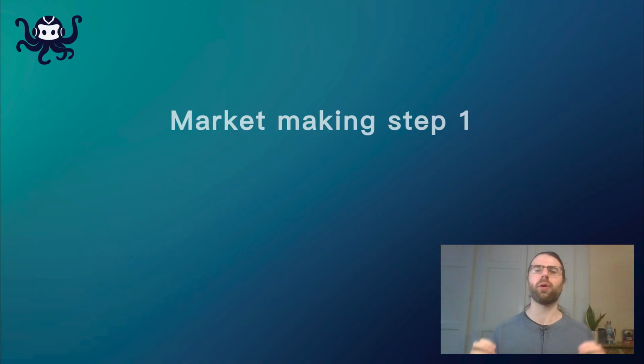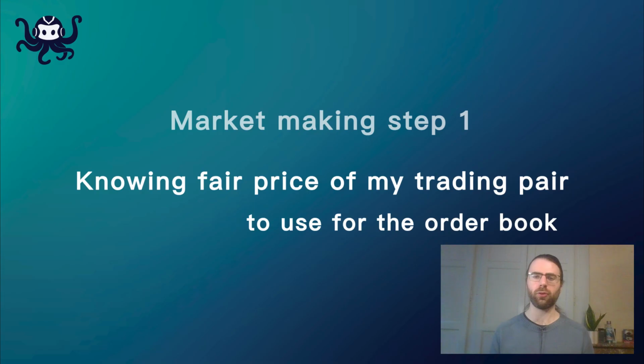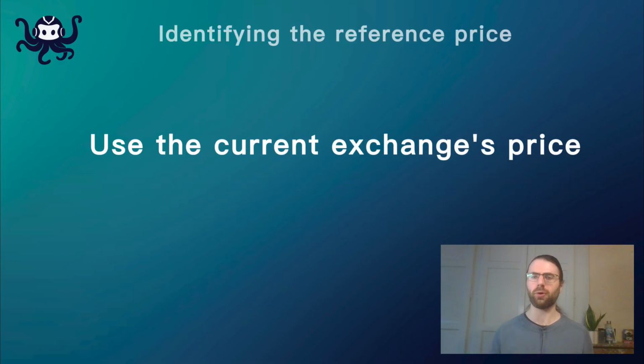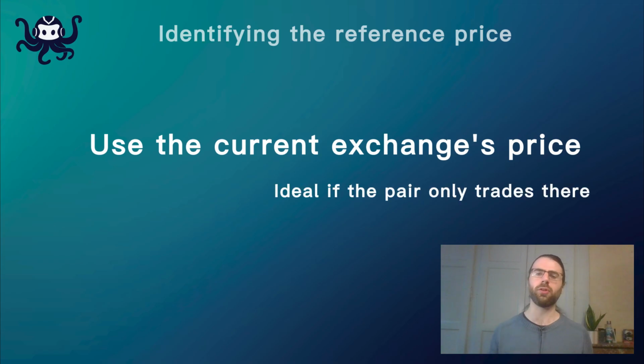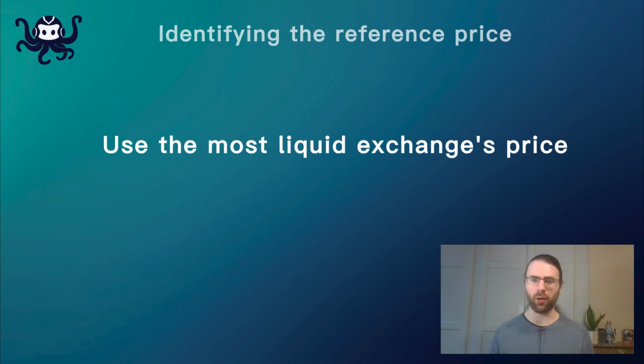First thing to do when you execute a market making strategy is to get the fair price of your market. Only then you can start building your order book. The simplest way to do this is to use the market price directly on the exchange you are doing market making for. This is usually the case when your token only trades on a single exchange, for example, after a first exchange listing. Now, in most cases, the market exists on other exchanges as well.